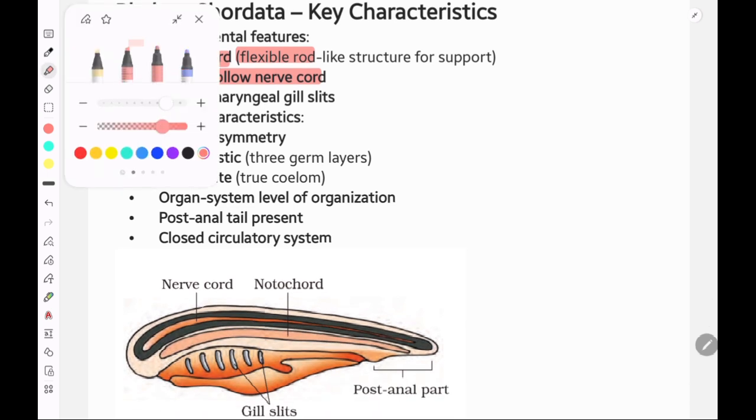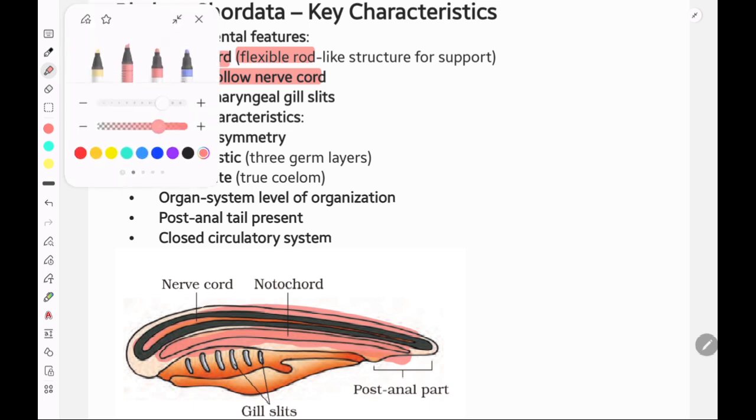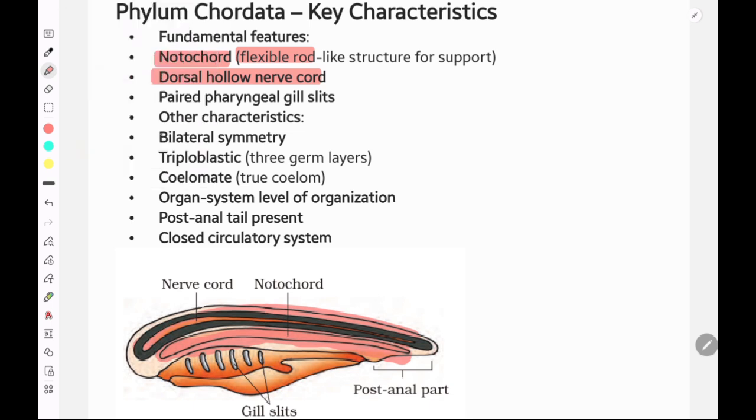Here you can see this is a nerve cord. Below the nerve cord there is a notochord, a cord-like structure present in the organism. They are triploblastic, meaning three layers, and they have bilateral symmetry, and they are coelomates. They also have paired pharyngeal gills.